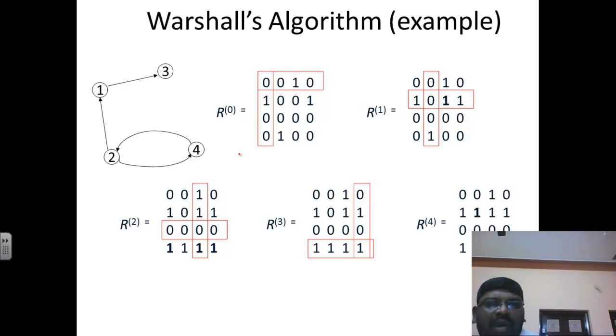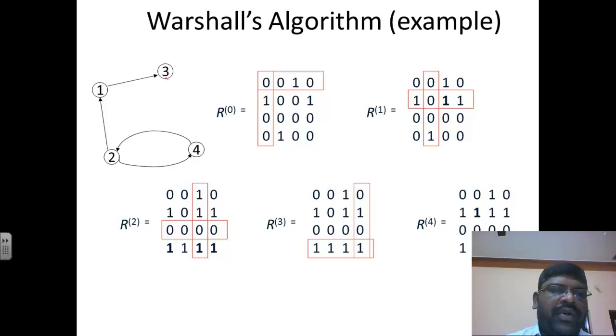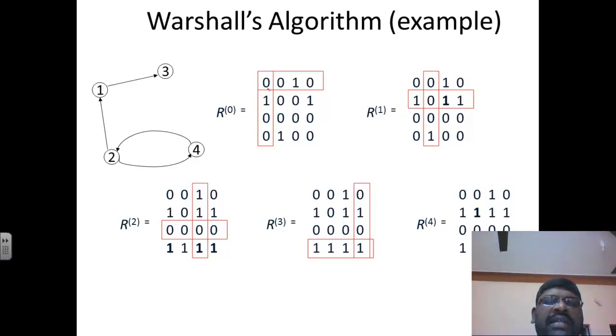Now I am taking the same problem, that is 1, 2, 3, 4. Initially I am taking the initial matrix. What is the initial matrix? If there is a direct edge, there is a 1, otherwise the value is 0. Now I want to find R1. What is meant by R0? It means 0 intermediate vertices. Without any intermediate vertex, what path is available? So a direct edge: if there is a direct edge, 1, otherwise 0.